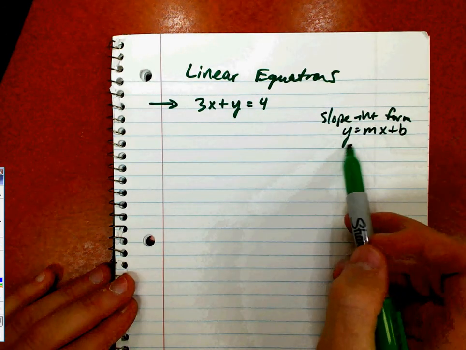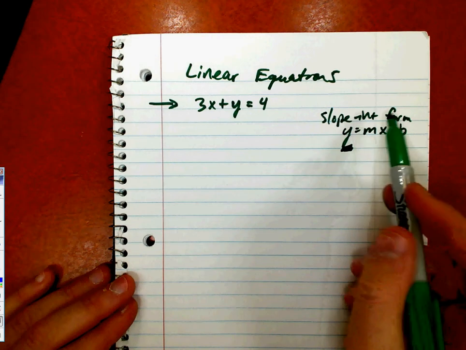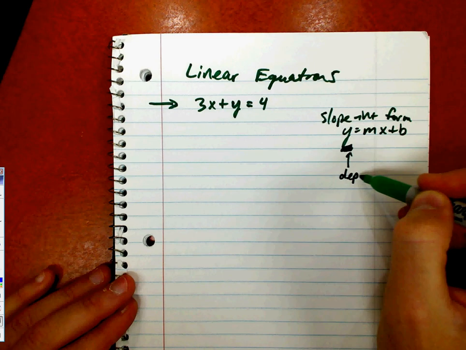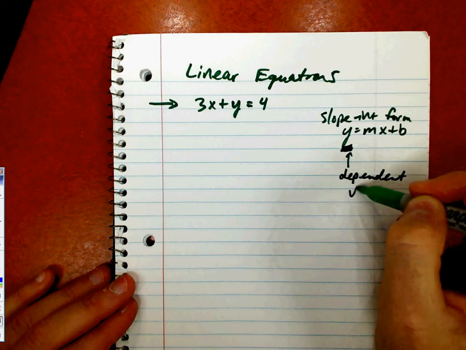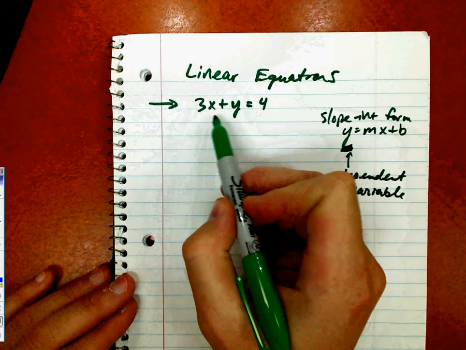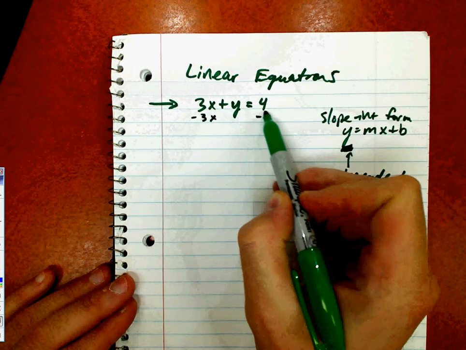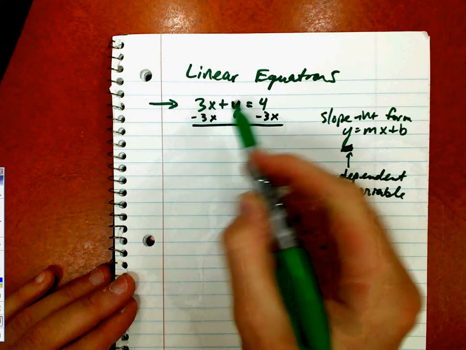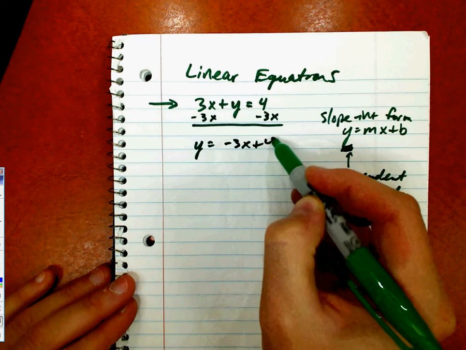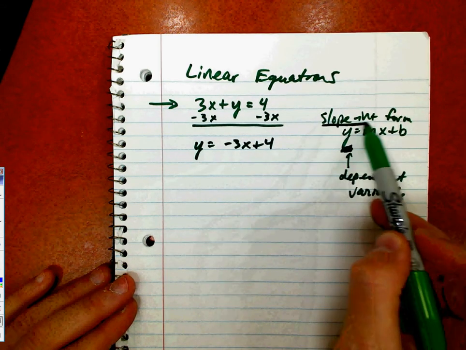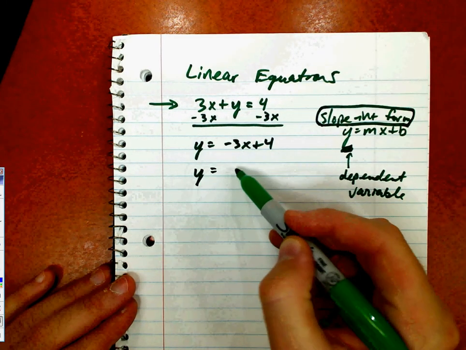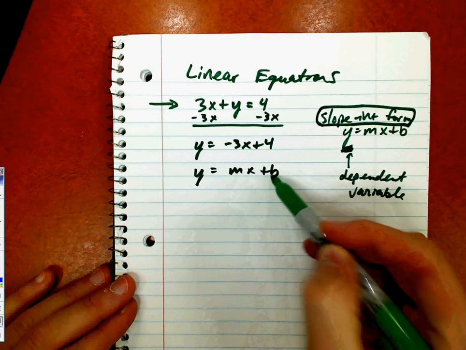So notice here I have y isolated on one side of the equation. Remember that y is our dependent variable. It's going to depend on what the value of x is. So I'm just going to do this in one simple step, and that is subtract 3x from both sides of my equation. And y is equal to negative 3x plus 4 is in slope-intercept form. It is written in the form of y equals mx plus b.